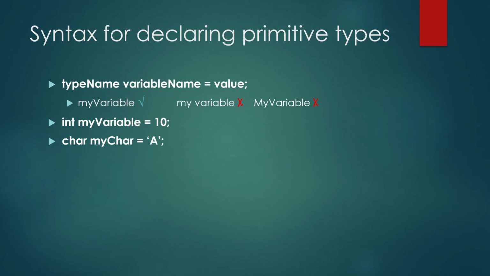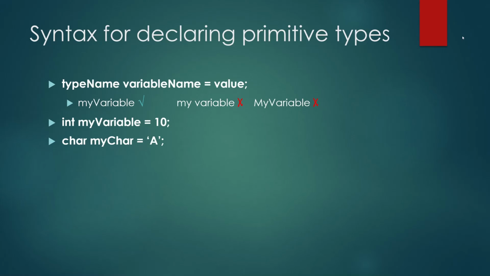So the syntax for declaring primitive data types is like this. First, we have the type name, followed by a space, and then the variable name, an equal sign, and the value we want to assign to them. Also make sure we have the semicolon at the end to indicate this is finished. And I like to have a space before and after the equal sign just to make the entire line more readable.